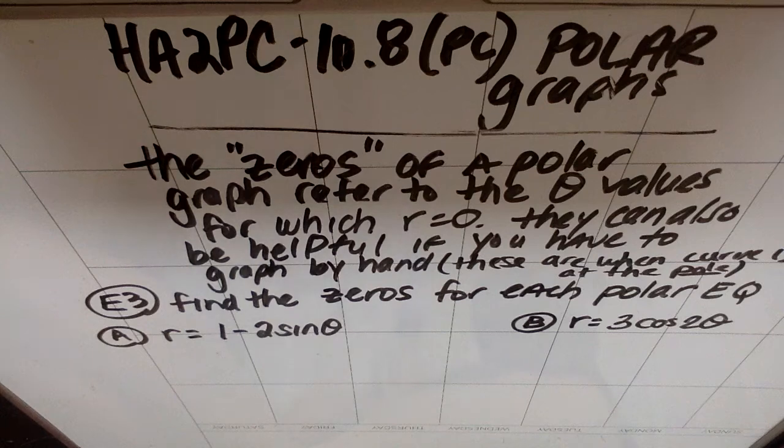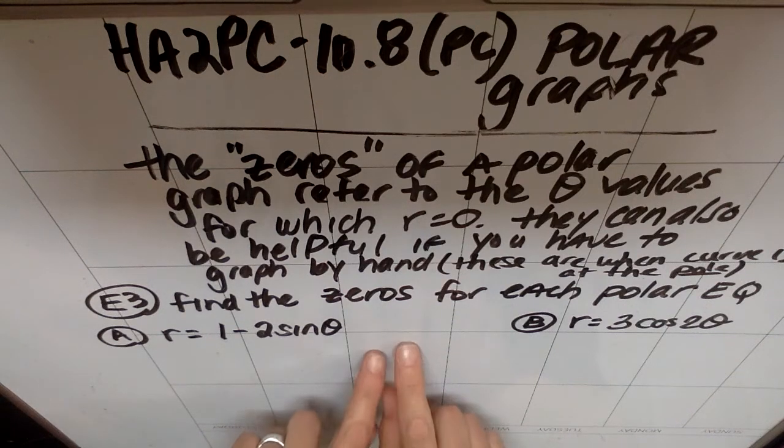Honors Algebra 2 Pre-Calculus. We're doing 10.8 in Pre-Calc, which is polar graphing. The zeros of a polar graph refer to the theta values for which r equals 0. They can be very helpful if you have to graph by hand, because these are when the curve is at the pole, right?